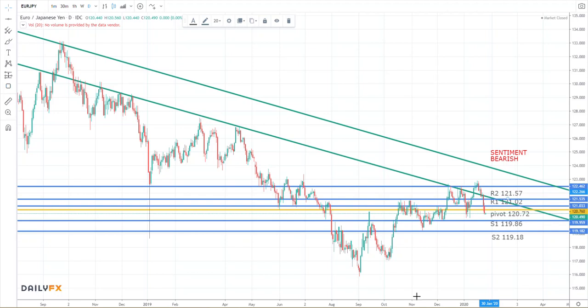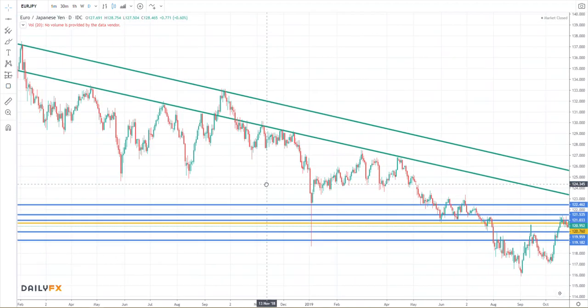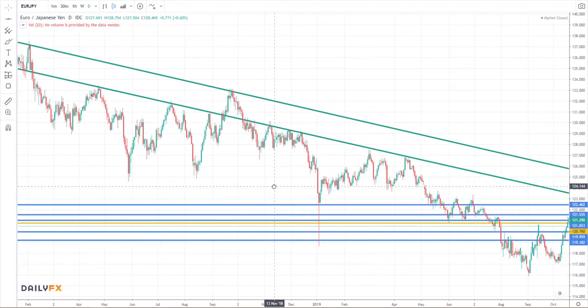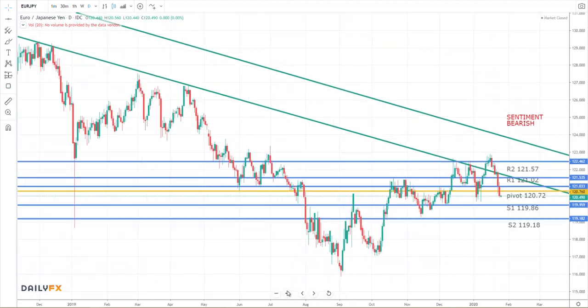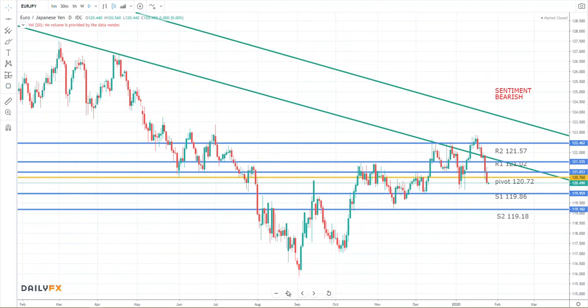So as you can see here, this is a daily chart for euro yen, and my sentiment is bearish. And let's talk about why. So we see this descending trend channel goes back. This is a multi-year downtrend for the euro versus the yen. This is similar to a multi-year downtrend we see in the euro versus the US dollar. But each chart is its own entity, so definitely trade them as their own.